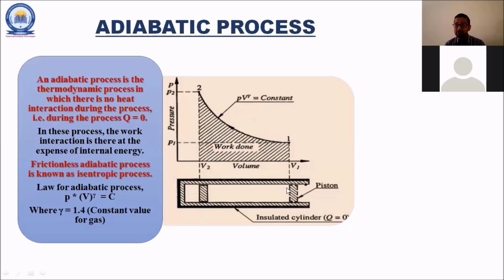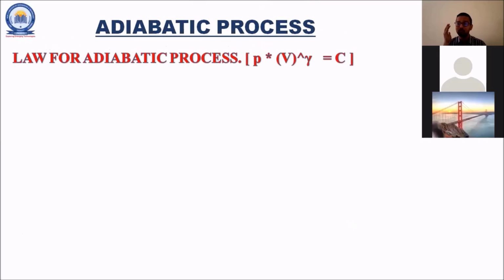For undergoing the adiabatic process, we consider an insulated cylinder and a piston to reciprocate in the cylinder. Because of this insulation, we consider that there is no heat interaction during this process. So friends, all these points are very important and they are frequently asked in your theoretical examination. The next point and the most important point of the adiabatic process is the law for the adiabatic process.